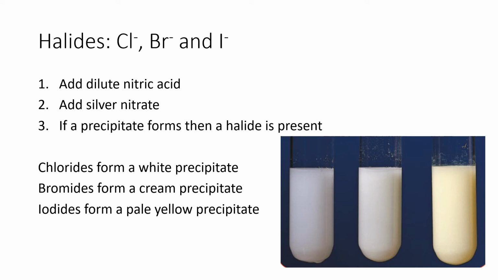And the three precipitates that we need to know are for chloride ions, bromide ions, and iodide ions. Chloride ions will always form a white precipitate. Bromides will always form a cream precipitate. And iodides form a pale yellow precipitate. So if you add dilute nitric acid and then silver nitrate, if it forms a precipitate, it contains halide ions. And if that precipitate is white, it's a chloride ion. Cream, bromide ions, and pale yellow are iodide ions.